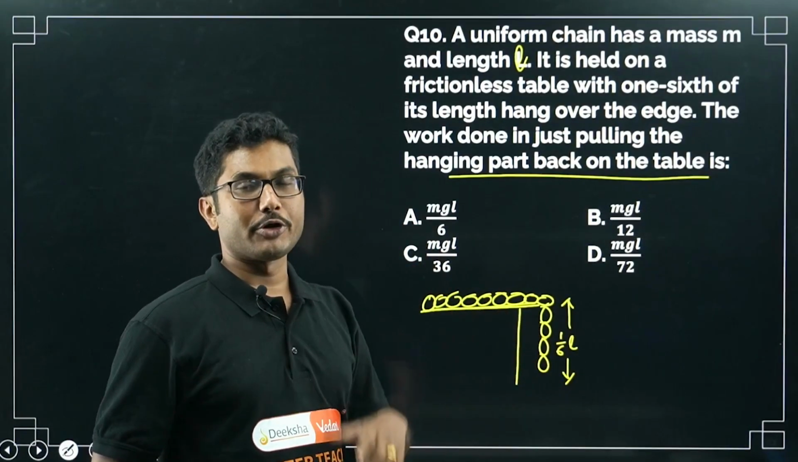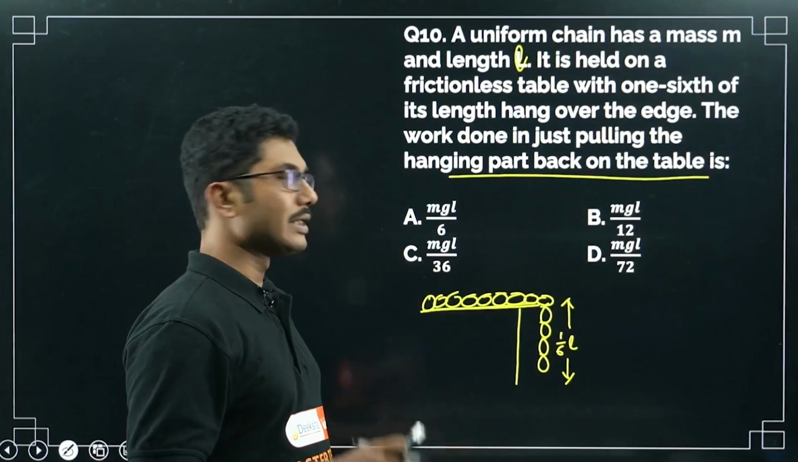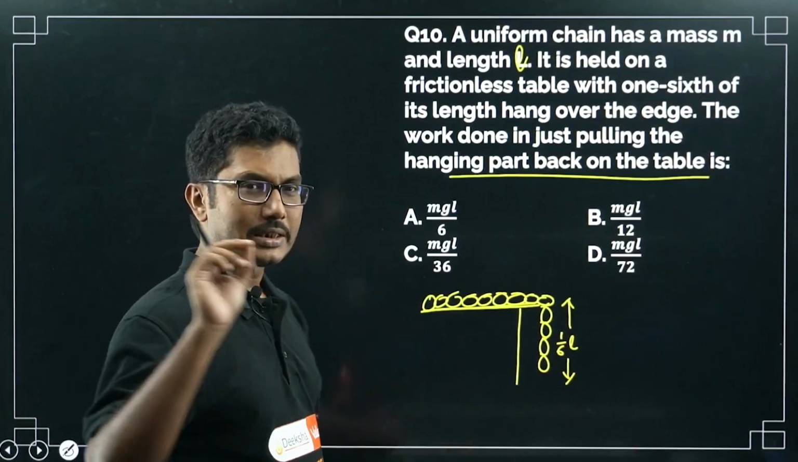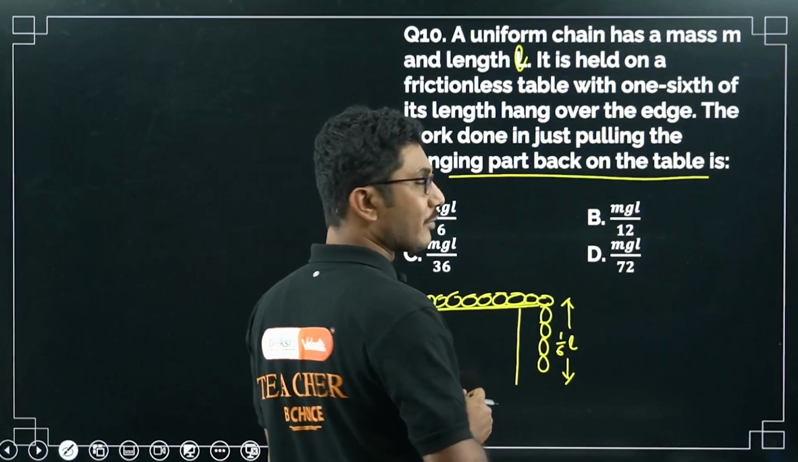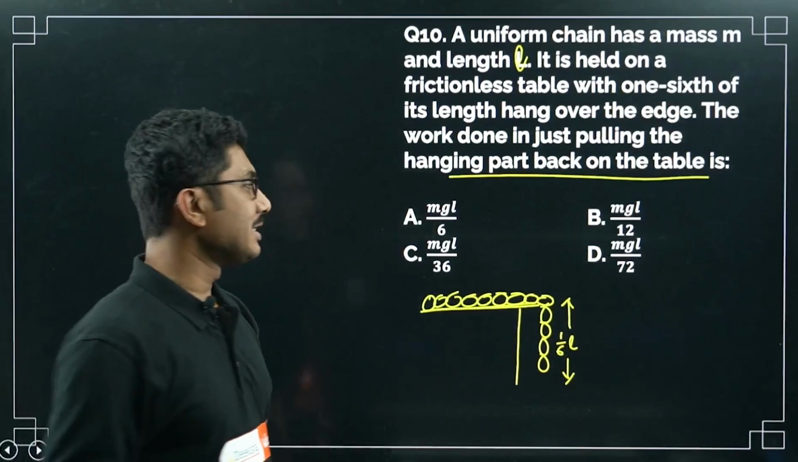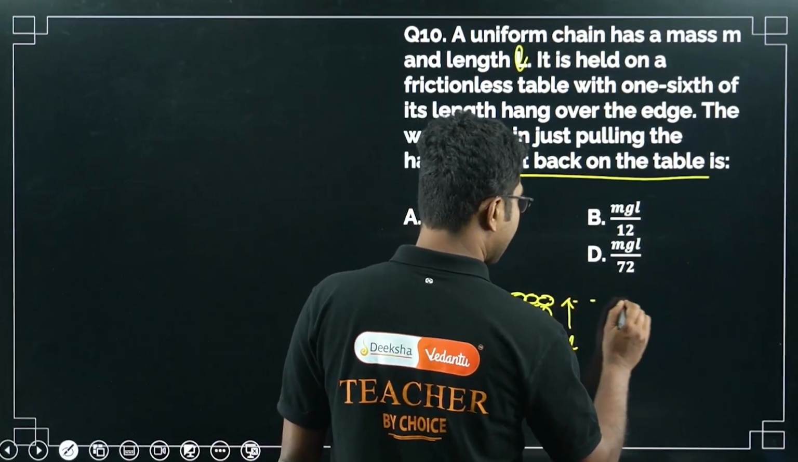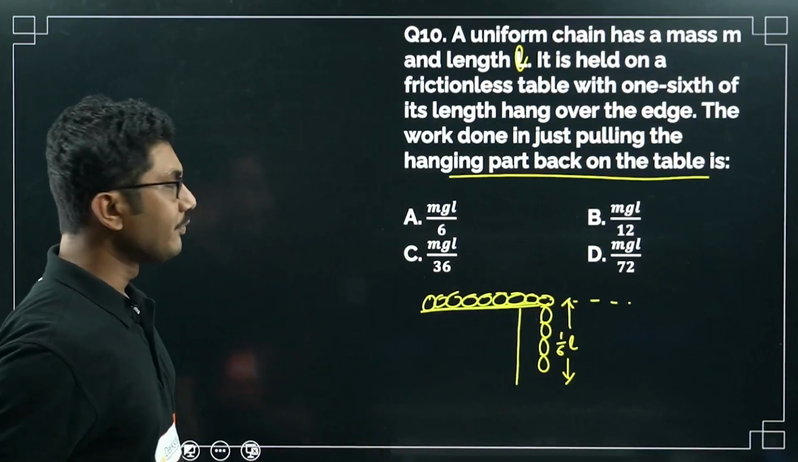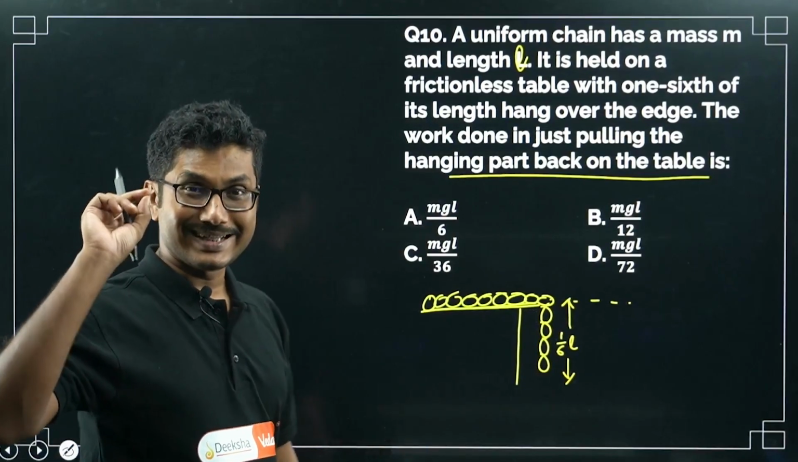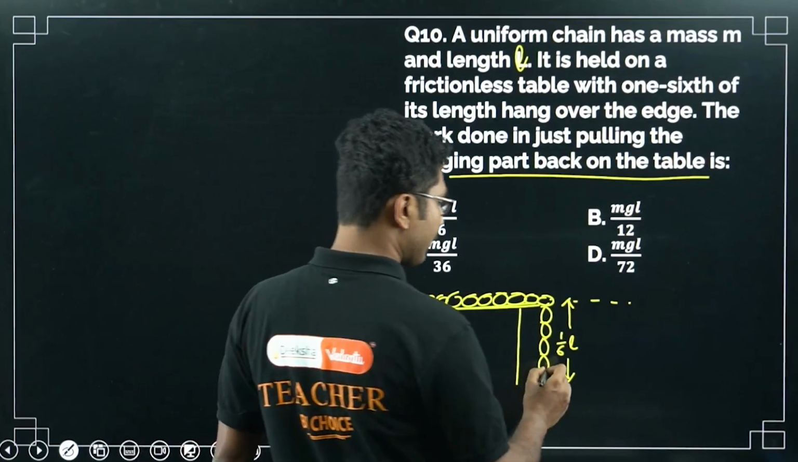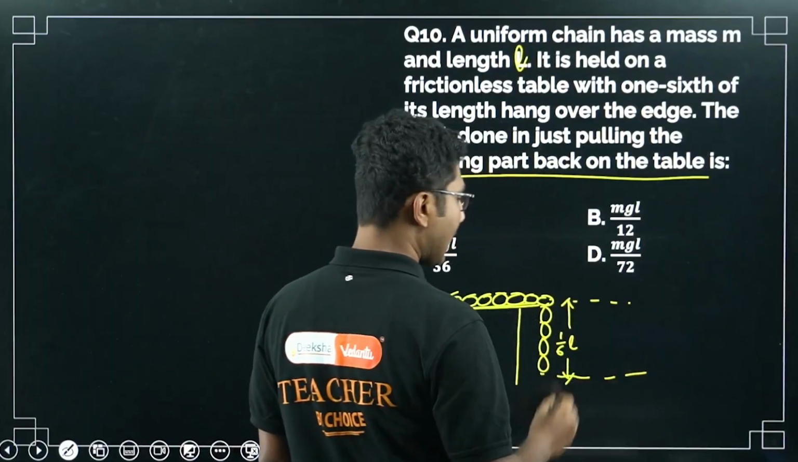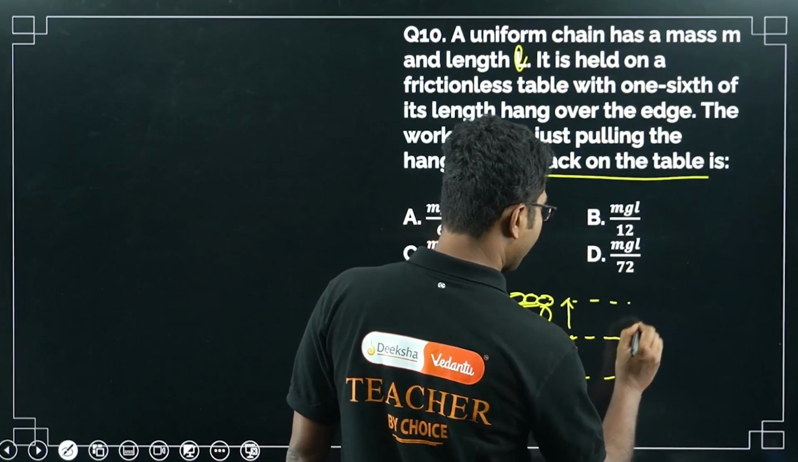The symbol of the potential energy will be negative, but we will consider this to be a positive value. We will just consider the magnitude. So how to calculate the potential energy in this case? As I said, we have to use the concept of center of mass. If the object is uniform, the center of mass is located at the center of the uniform object. So you can just consider this hanging part, and its center of mass will be located at the middle.